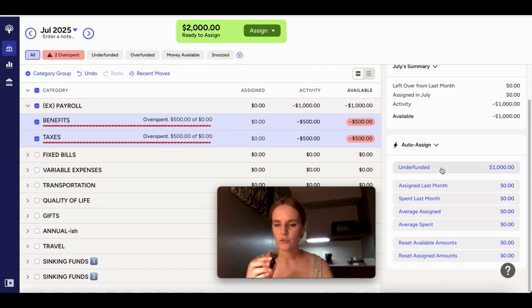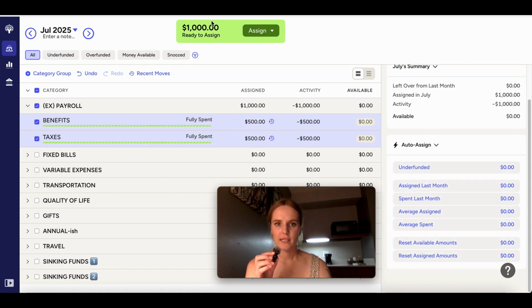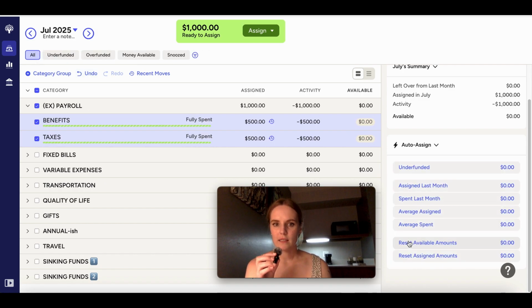I think you could also just hit underfunded. Let's just see. Okay, yeah. So it just takes from the ready to assign and assigns it. If I undo that and hit reset available amounts, it does the same thing there. Same outcome, but then that is taken care of. And then you have the money that you actually had deposited in ready to assign, able to assign that to your actual spending categories.